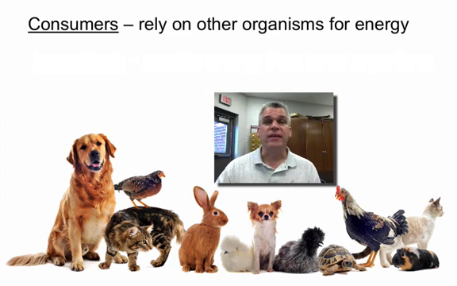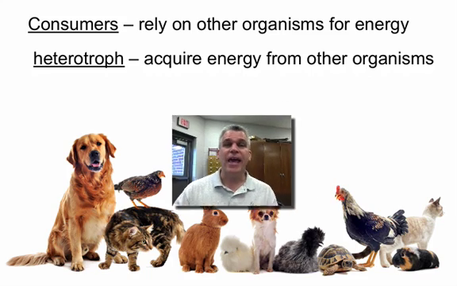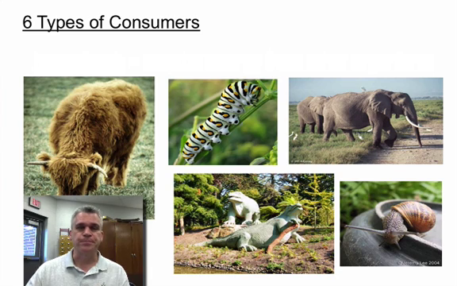Any organism that has to eat another organism for its energy is also called a heterotroph. So again, here we see that word troph meaning to eat, hetero meaning other. So they're getting their energy from other organisms. Consumers and heterotrophs, sometimes we can use those terms interchangeably. Same thing with the primary producers and the autotrophs. But looking at the consumers, there are 6 different categories of consumers.